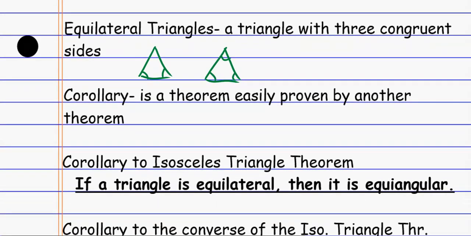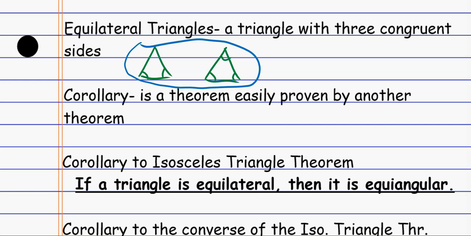Okay? And so let's talk about a corollary. A corollary is a theorem easily proven by another theorem. And so the corollary to the isosceles triangle theorem: if a triangle is equilateral, then it's equiangular, which means all the angles are congruent. And that's what I just did right up here, okay? This was essentially a corollary.